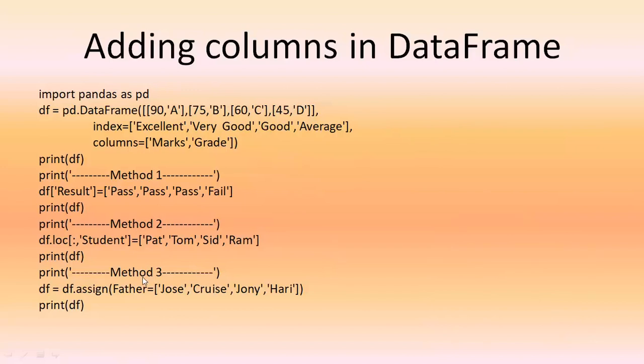In the third manner, father's name is added. Here we use the simple result column name. Here we use loc with student. And the third method is using assign. In these three manners you can add columns in a data frame.